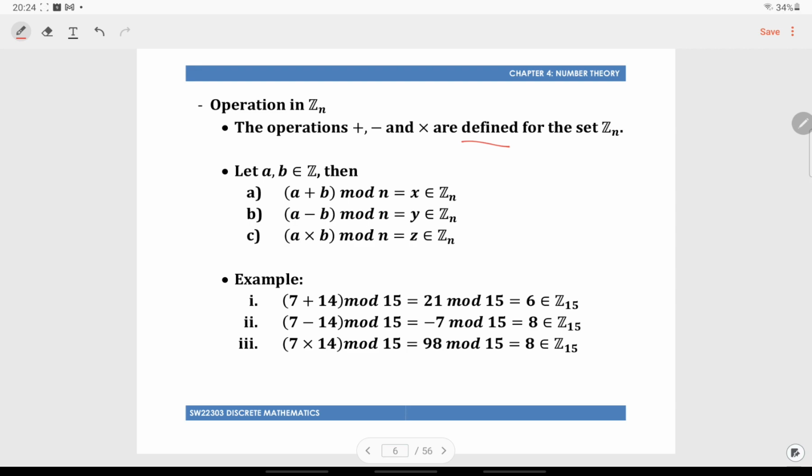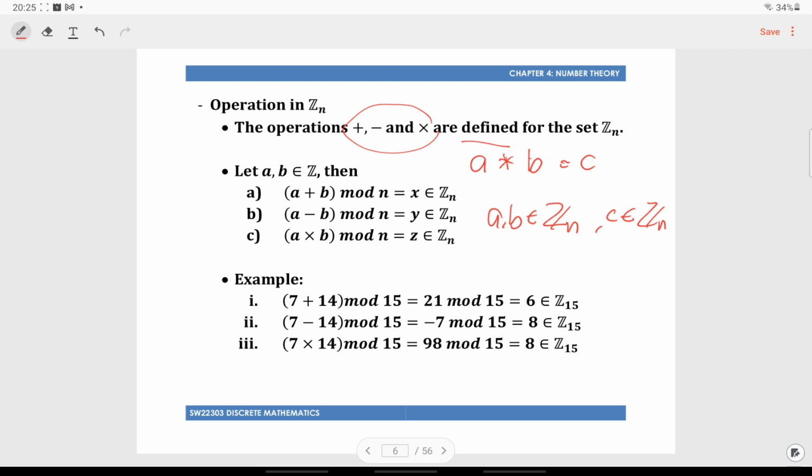So we do the operation. We have a number a that belongs to Zn, and we do plus, minus, or multiply. We let this operation be star, where star can be any one of these three operations. Then we have another number b, where a and b belong to Zn. The outcome is another number c, and c also belongs to Zn. That's why we say that plus, minus, and multiplication are defined for the set Zn.